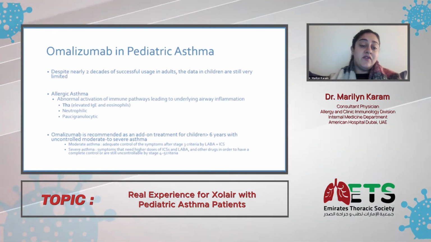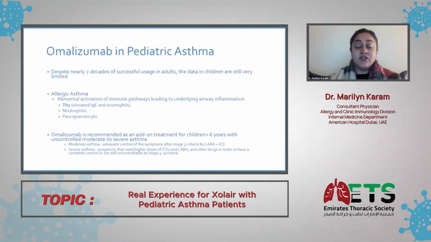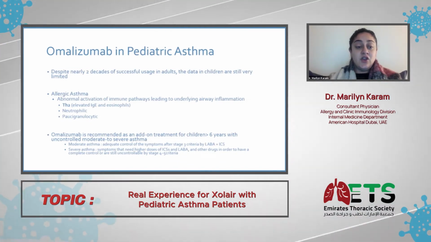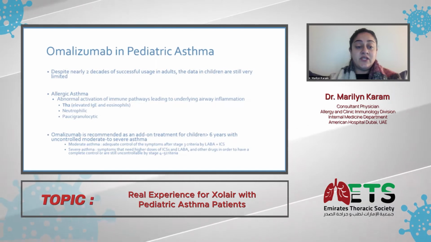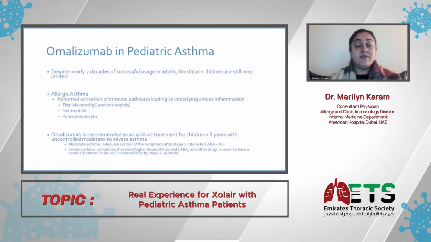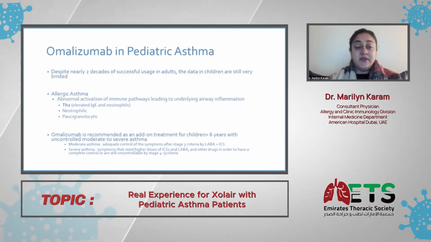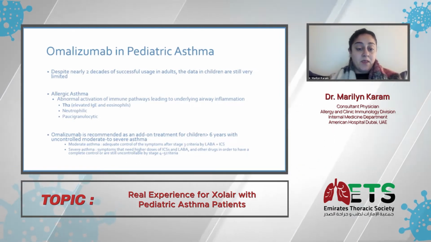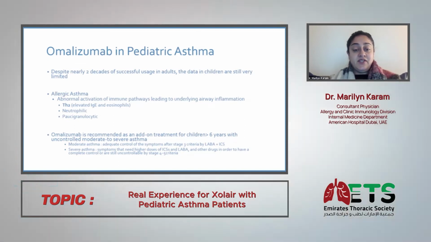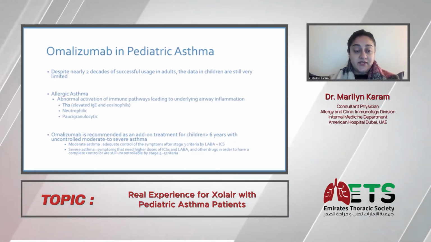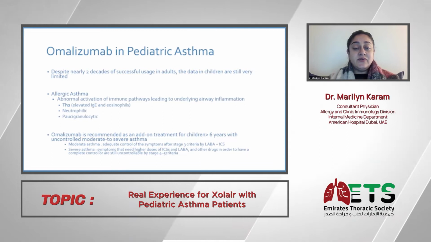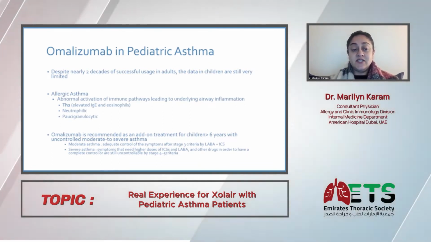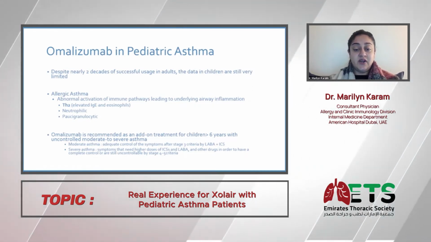The 3 different types usually are the Th2 patients, where you have elevated IgE and eosinophils, the neutrophilic asthma, and the paucigranulocytic asthma. And in kids, the majority of patients with asthma have the Th2 allergic asthma. And omalizumab, in the GINA guidelines that were nicely presented earlier, is recommended as an add-on treatment for children more than 6 years with uncontrolled moderate to severe asthma.